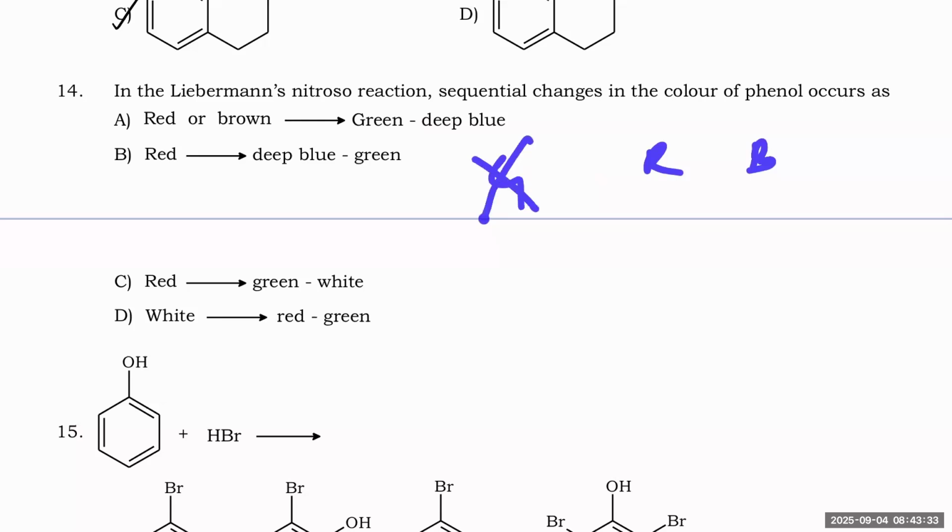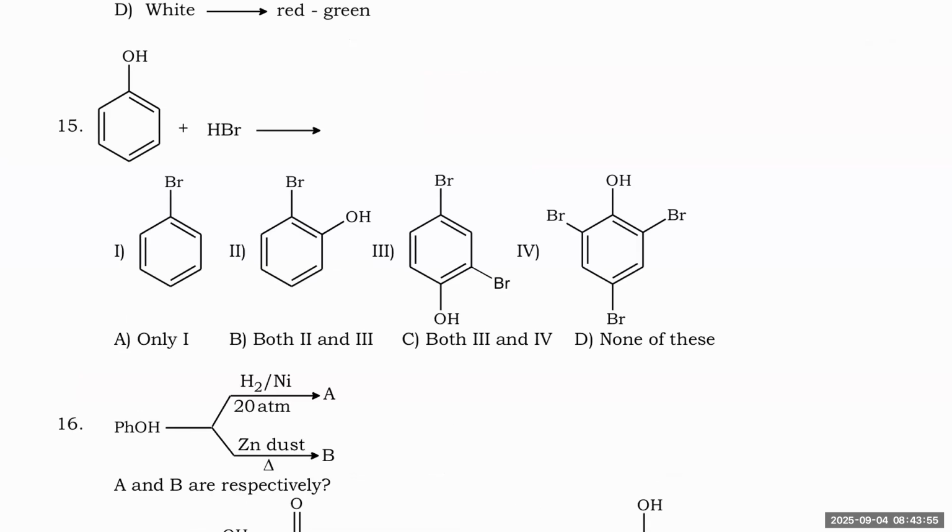So the first noticeable color is red and the next noticeable color is blue. Got it? Then that bluish deep blue color is the one which will slowly start fading into green again. So that is why this one is more appropriate. Clear? Next, phenol with HBr.